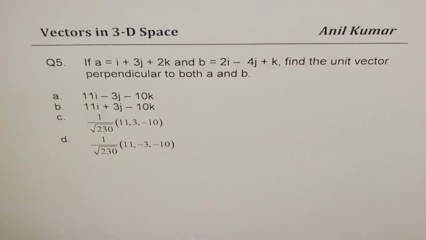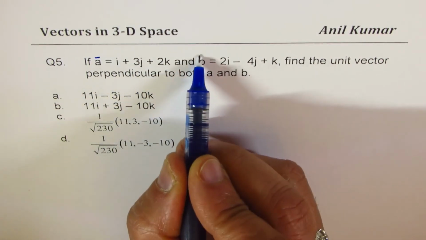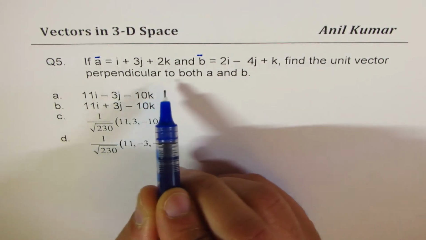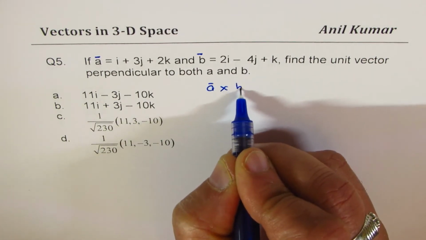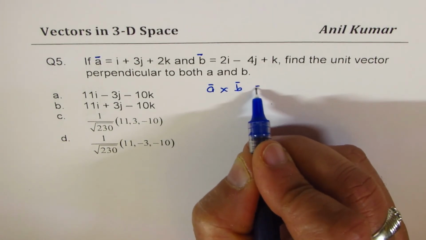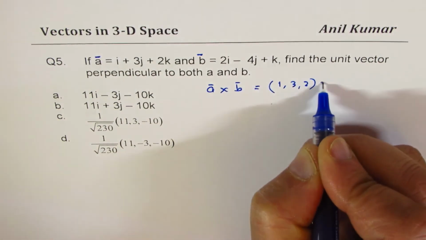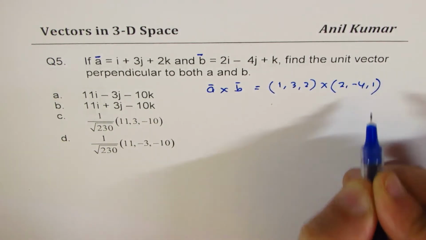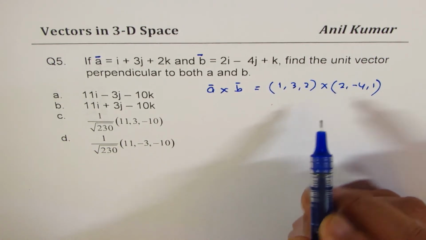Question number 5 is, if vector A is i plus 3j plus 2k and B is 2i plus 4j plus k, find the unit vector perpendicular to both. Now unit vector perpendicular to both means we are looking for cross product of these two, correct? And the vectors are, let me write their parameters, 1, 3, 2 cross with 2, 4, 1, correct? So that is what we'll find, and then we'll divide by its magnitude to get the unit vector.